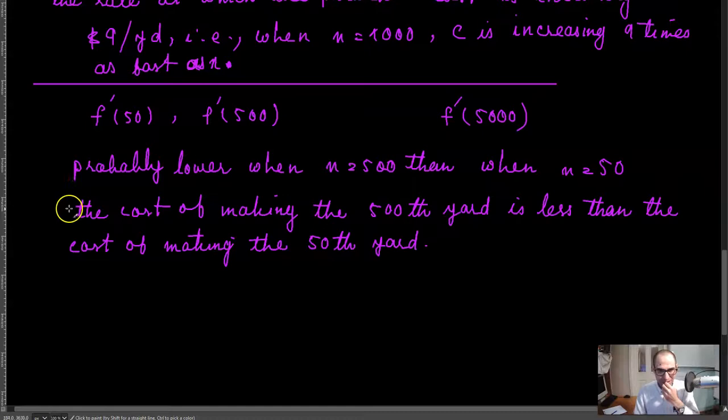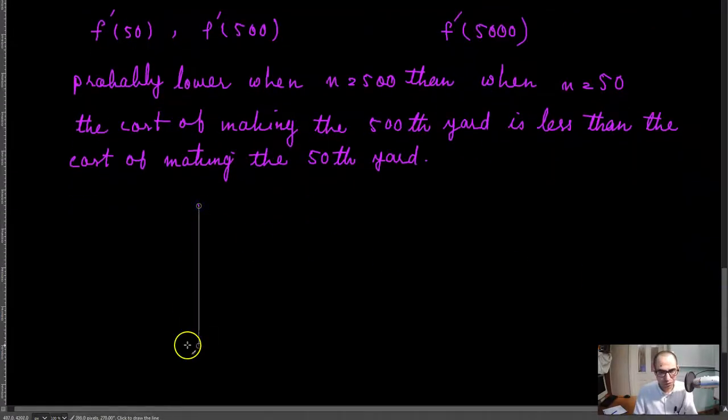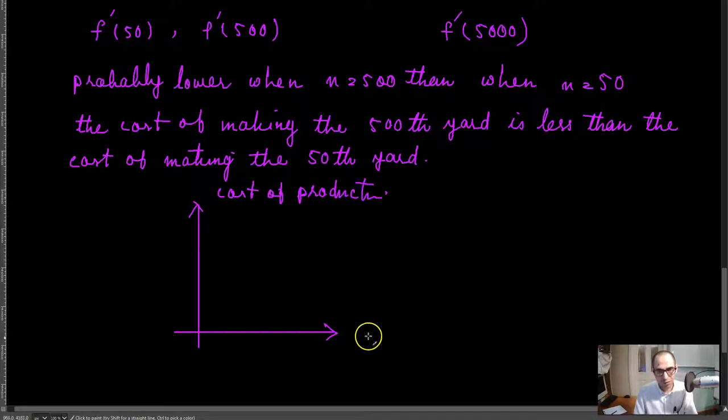So this is something you need to take into consideration: we have a function that is the cost of production, and this is the length of fabric in yards, right? And you have some function, something like this, and there is some rate of change.